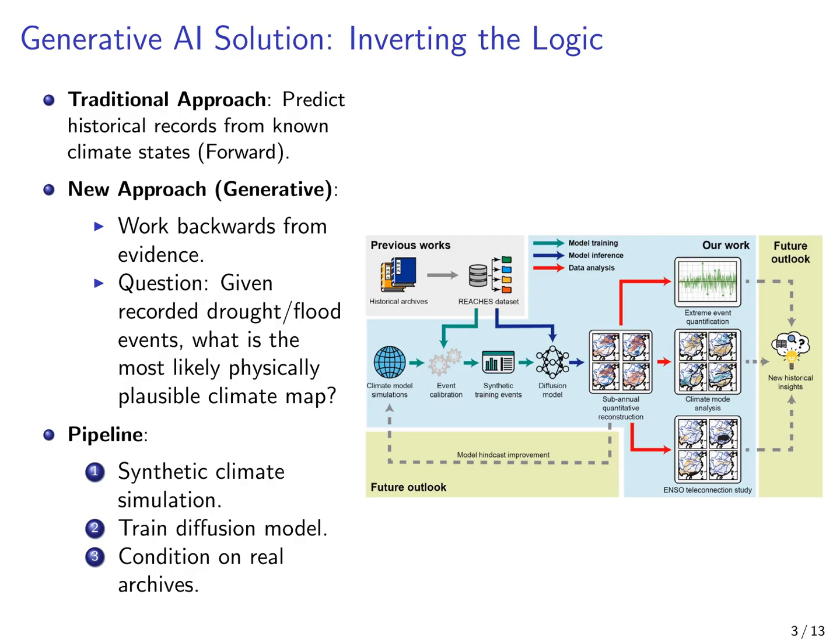And this diagram just lays it all out perfectly. On the left, you see the old way of doing things. But check out their pipeline on the right. They start with these big climate model simulations to basically create a synthetic universe of weather. They use that to train a diffusion model. Then, and this is the key part, they feed the real historical archives into this trained model. What comes out? A full quantitative climate reconstruction. And once you have that, oh man, you can do all sorts of cool downstream science, analyzing extreme events, finding climate patterns, stuff that was totally impossible before.